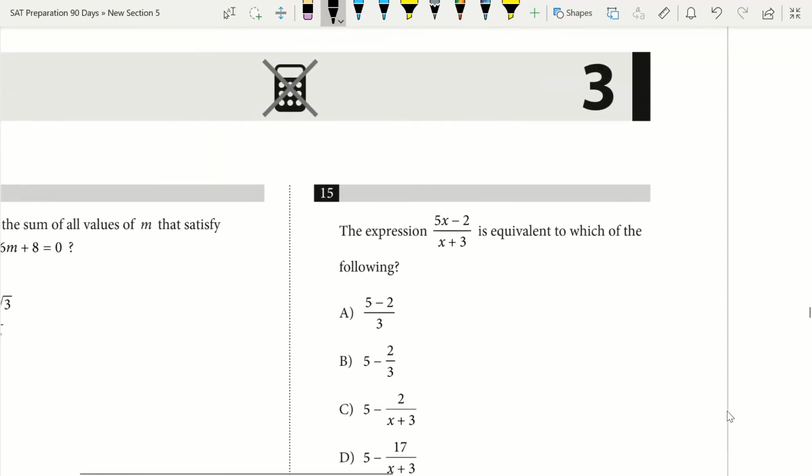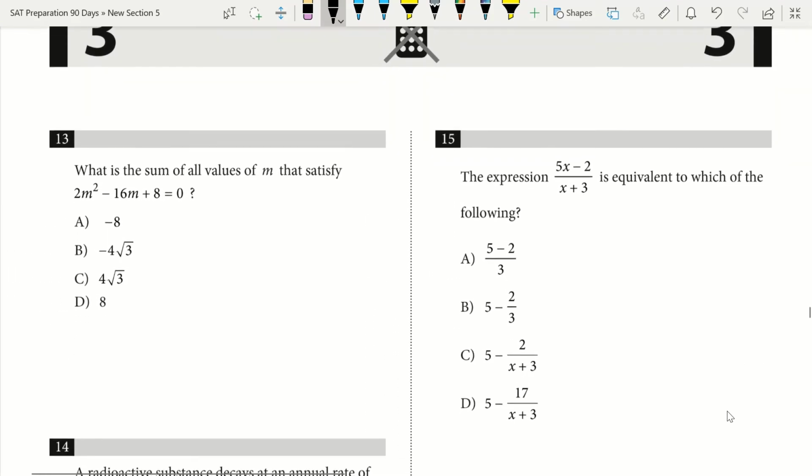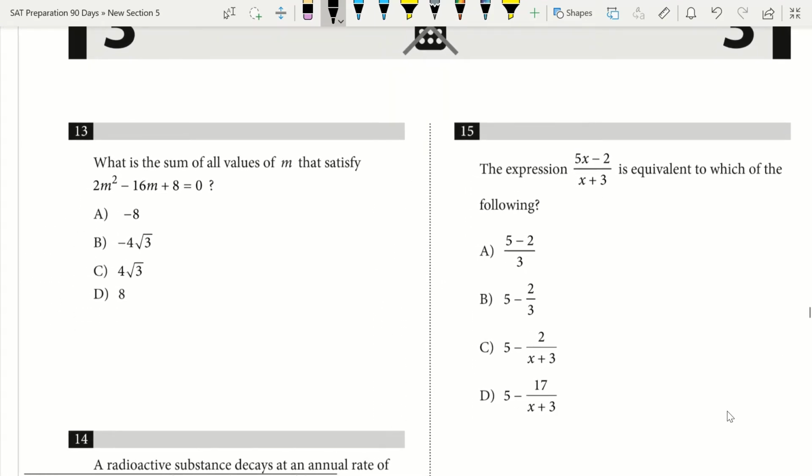All right, question 13. What is the sum of all values of m that satisfy 2m squared minus 16m plus 8 equals 0? All right, so this one is a little bit tricky. So the first thing that we're going to do here is factor out this 2, right? So we're going to factor out the 2, and we're going to have m squared minus 8m, and then a plus 4, right? That's going to equal 0.